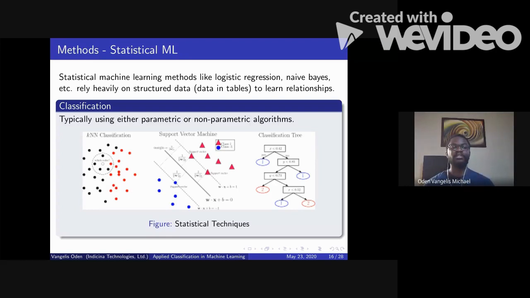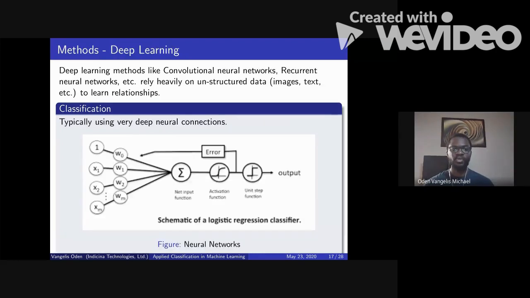For k-nearest neighbors, I'm trying to understand what is the family for any data point? So that when I have new data points, I can just look at the surrounding and say, okay, because it has this surrounding, it belongs to this class. And then for deep learning methods like convolutional neural networks, if you've not heard of them, now you've heard of them. Convolutional neural networks, recurrent neural networks, these systems rely heavily on unstructured data.